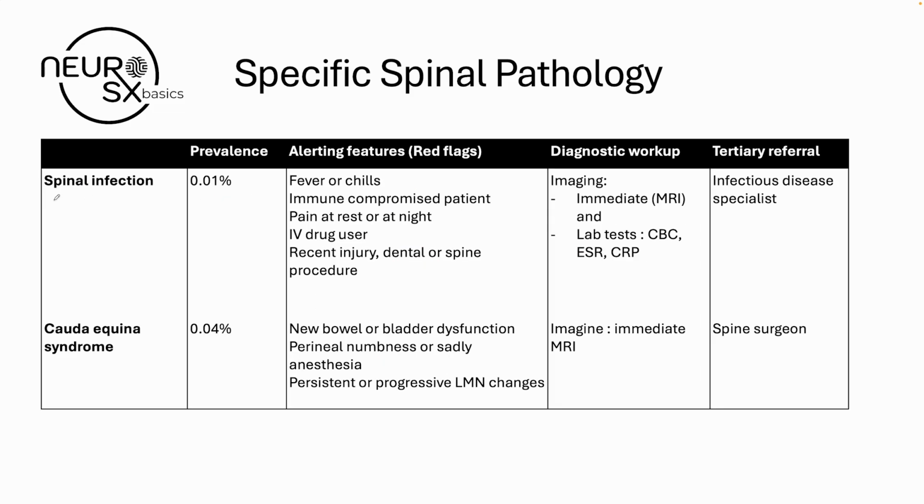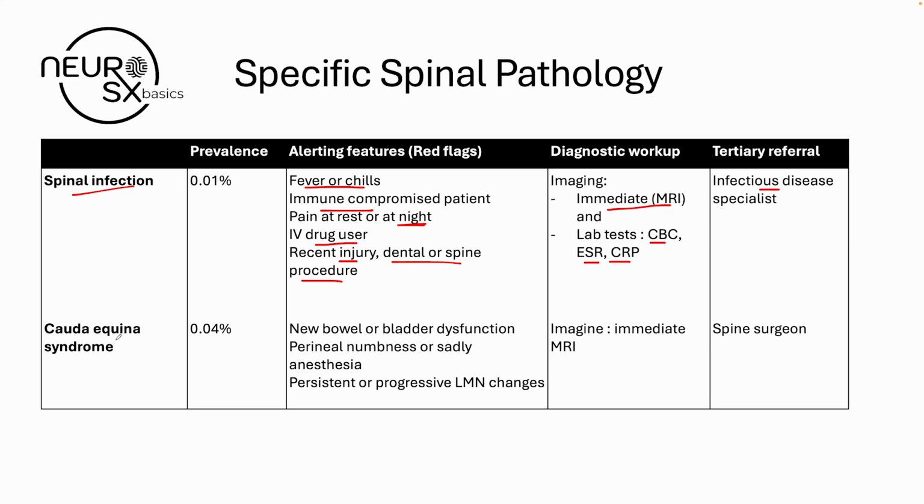A less frequently found cause of back pain might be spinal infection. Usually you'll find that these patients have the following red flags of fever or chills. They might be immunocompromised. The pain, as we discussed, for inflammation usually happens at night. They might be an IV drug user, or they might have had a recent injury or a dental or spine procedure which has led to dissemination and this spinal infection. When you're suspecting a spinal infection, you should get an immediate MRI and lab tests like a CBC, ESR, and CRP, and refer them to an infectious disease specialist to take care of this infection.